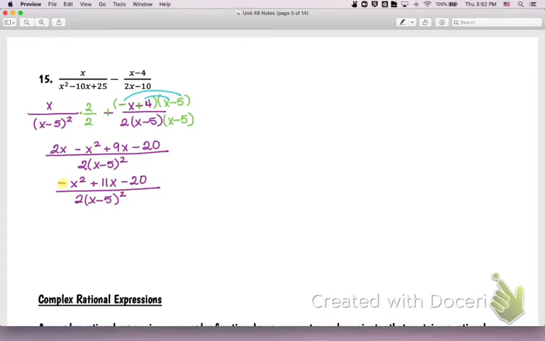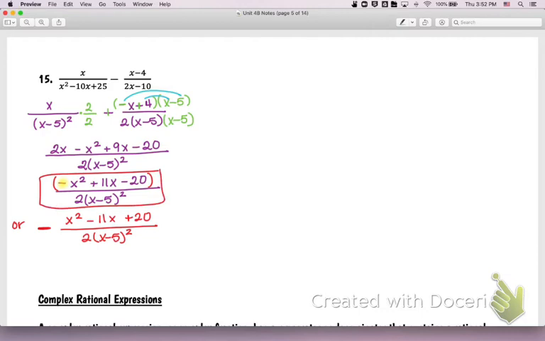If you wanted to pull it to the front of the fraction, we would have to factor it out of everything in the numerator. So we could write negative x squared minus 11x plus 20 over 2 times x minus 5 squared. But remember, the fraction bar implies parentheses, so that negative doesn't belong to the fraction, it only belongs to the x squared. You can bring it to the front, but you have to factor it out of everything. But this answer right here would be just fine.